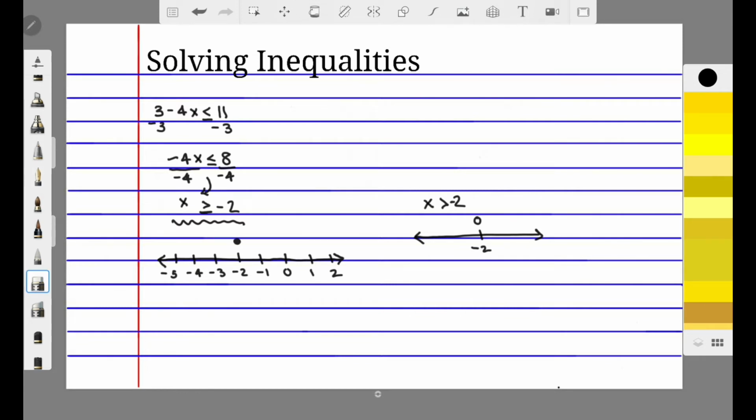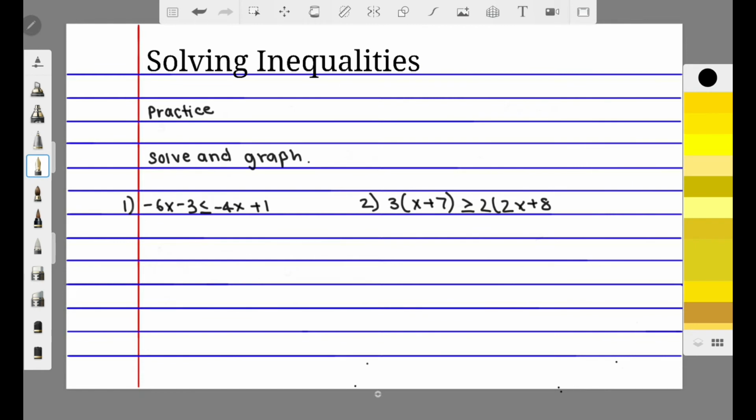Alright, let's keep going. Now we know that x can be any value equal to negative 2 or greater than negative 2. So now we want to show, since it's greater than, that it can be any value on this side. Alright, let's do some practice. We just have 2 practice problems this time. I want you to solve number 1 and number 2 and graph them both.